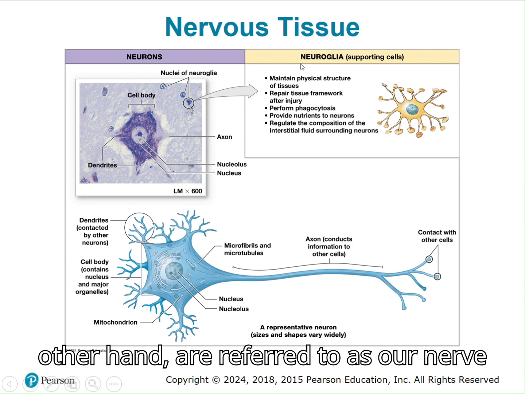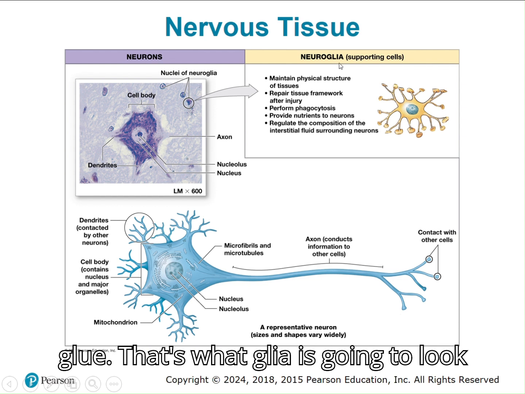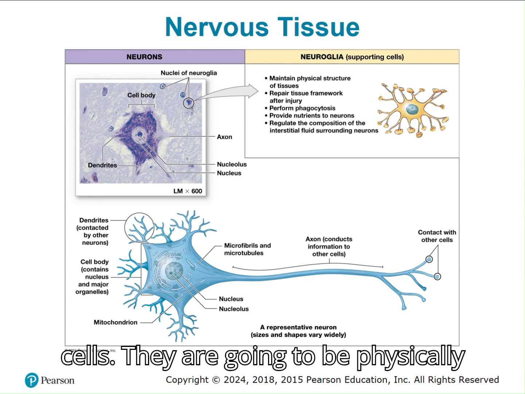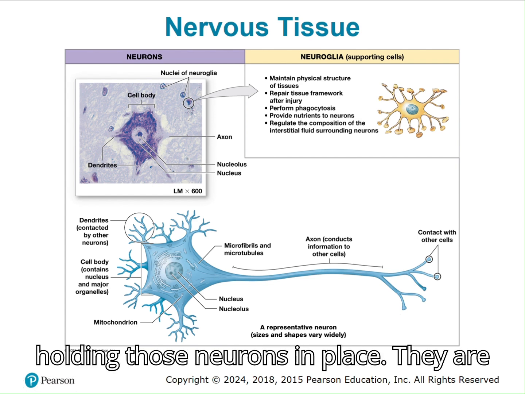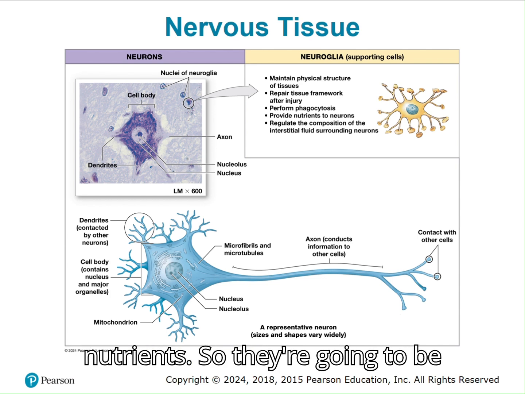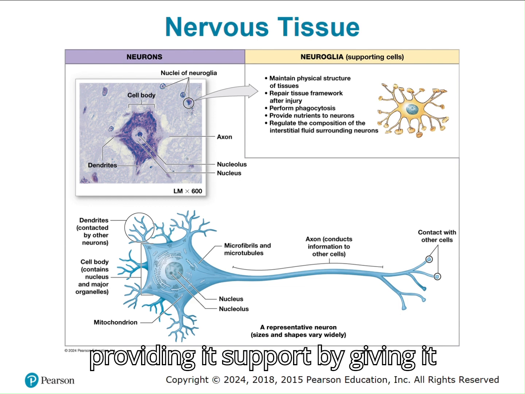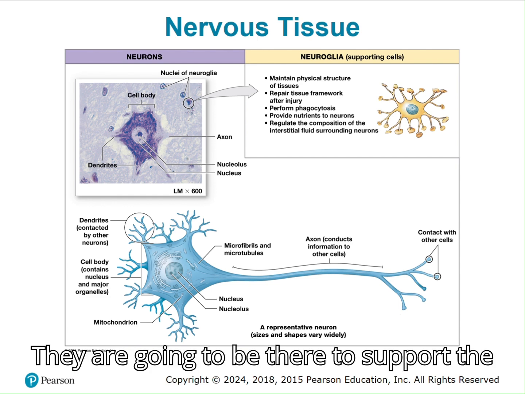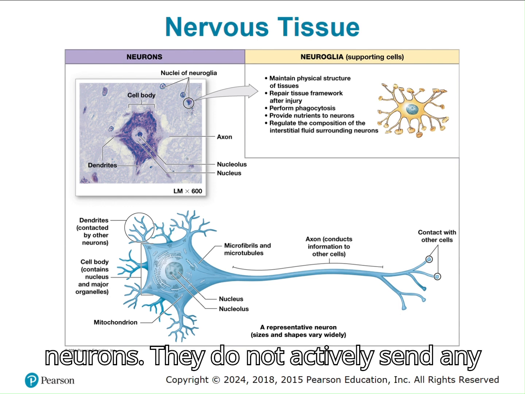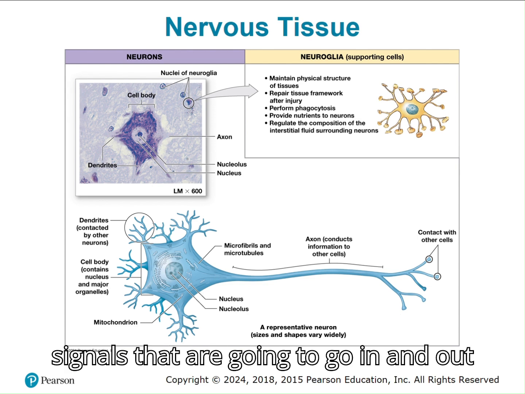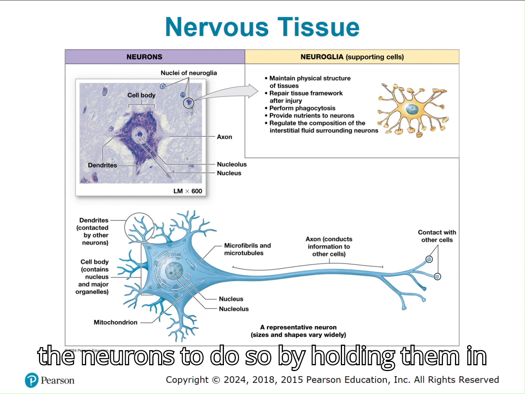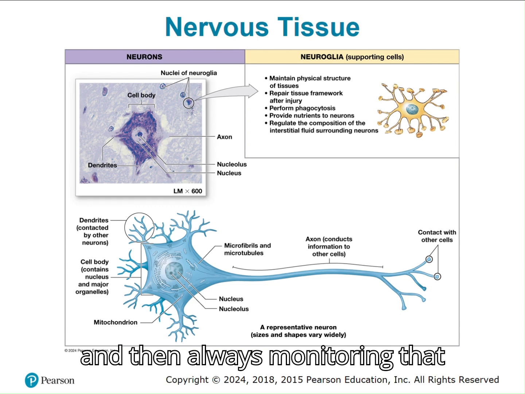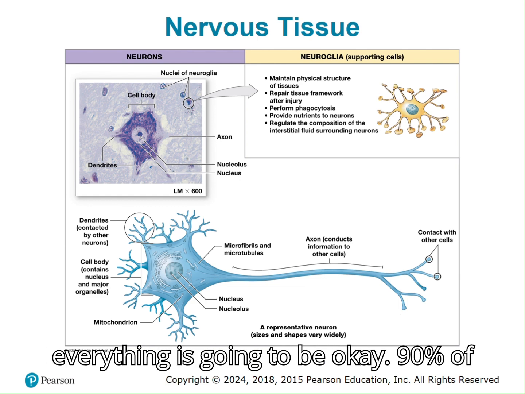Neuroglia, on the other hand, are referred to as our nerve glue. That's what glia is going to look like, glue. These are supportive cells. They are going to be physically holding those neurons in place. They are going to be also feeding it nutrients. So they're going to be providing it support by giving it nutrients. They are going to be emotionally supporting it. No, not actually emotionally supporting it. They are going to be there to support the neurons. They do not actively send any signals that are going to go in and out of the body, but they're going to help the neurons to do so by holding them in place, by providing them with nutrients, and then always monitoring that interstitial fluid around it to make sure everything is going to be okay.